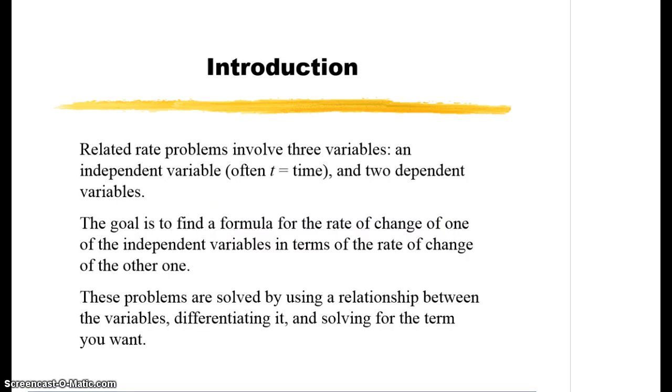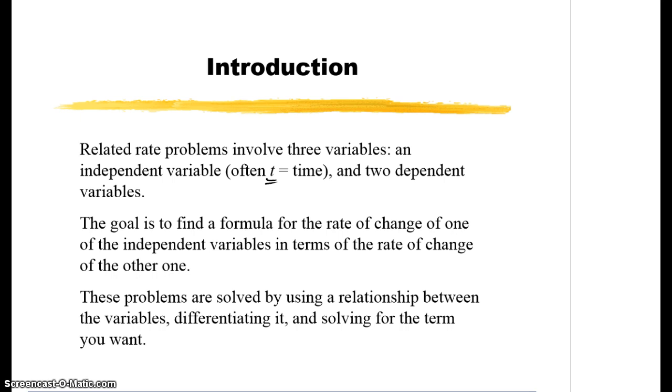Well, related rate problems usually involve three variables. In our course, they will at least. They involve an independent variable, which we often denote by t, as it represents time, and two dependent variables. Our goal is to find a formula for the rate of change of one of the dependent variables in terms of the rate of change of the other one. That's what we mean by the related rate problem. You're relating one rate of change to another rate of change.